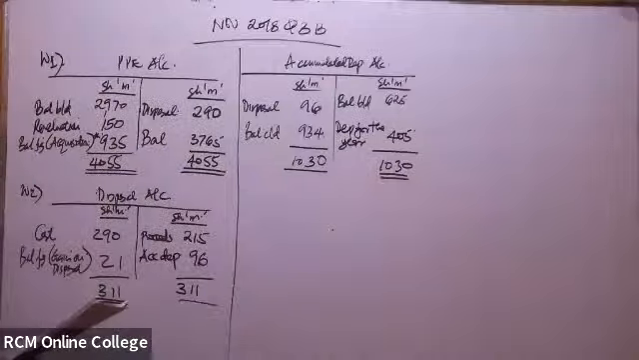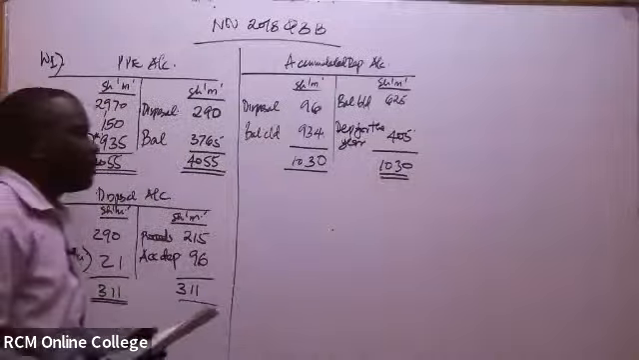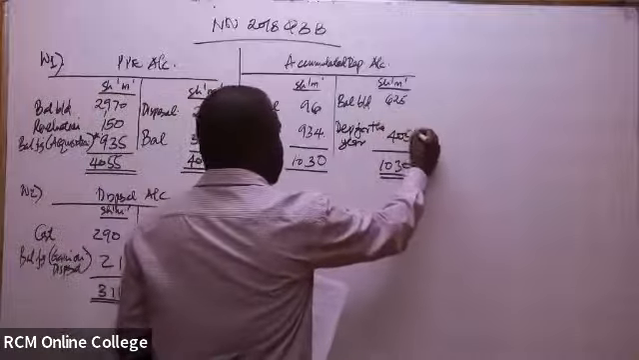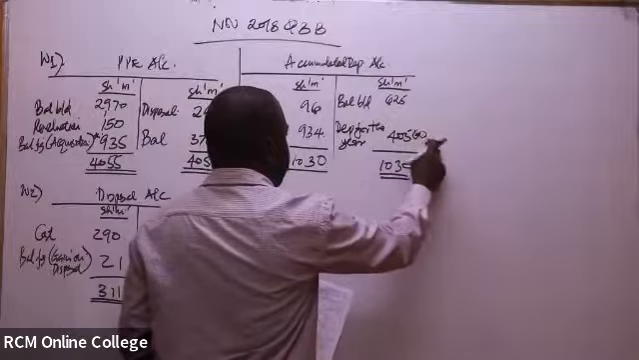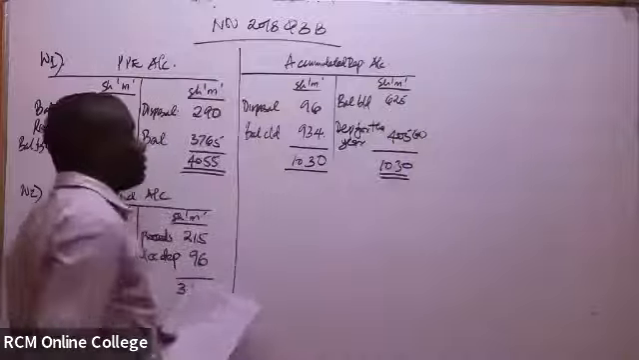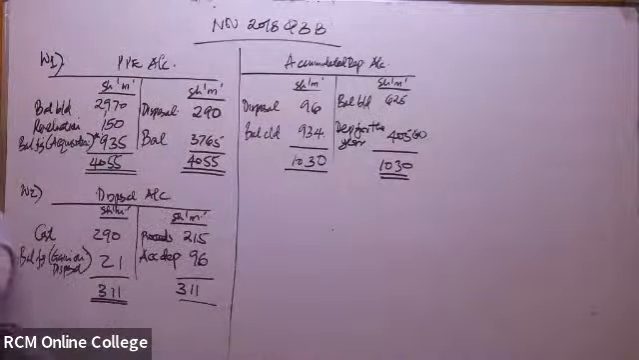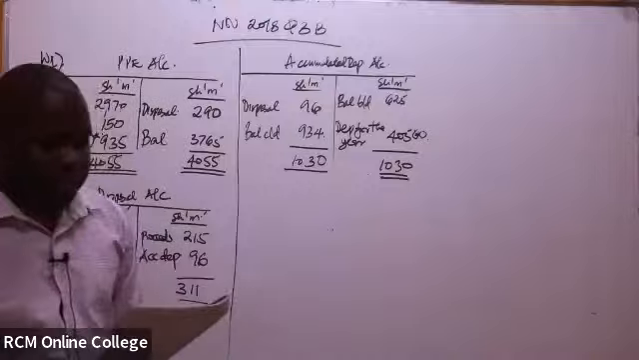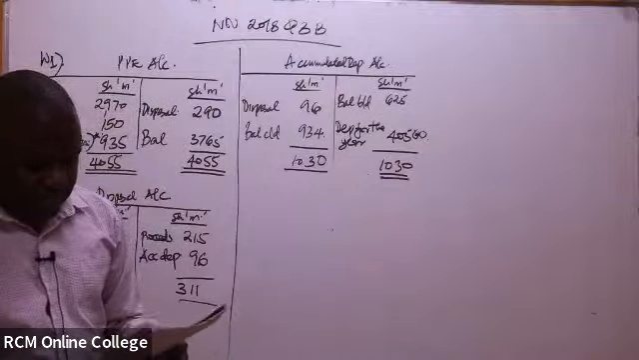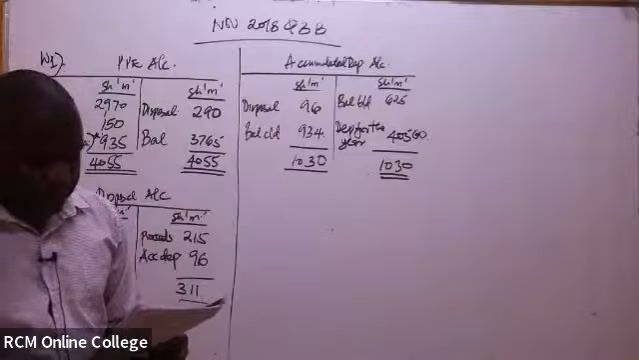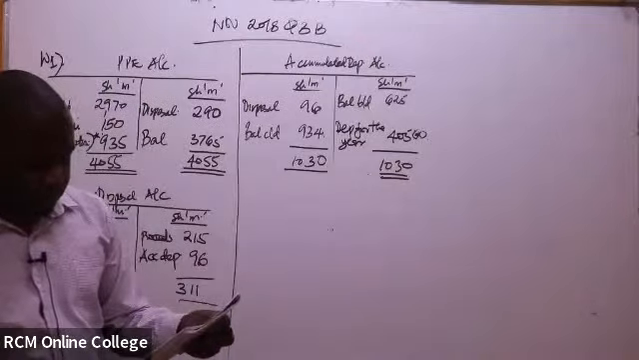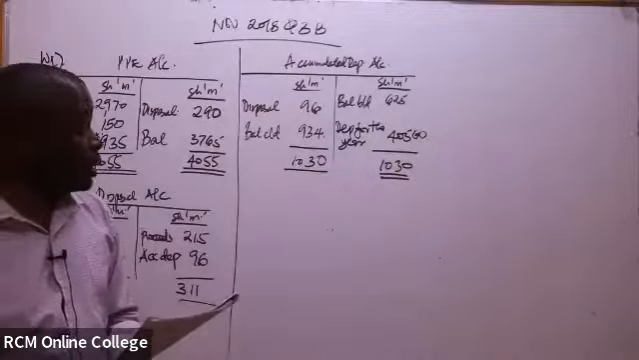You get 405. So this one will likely be under the operating activities, non-cash items. So that is what is actually very important. You take note of that.